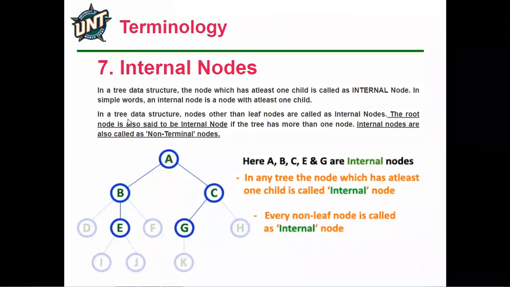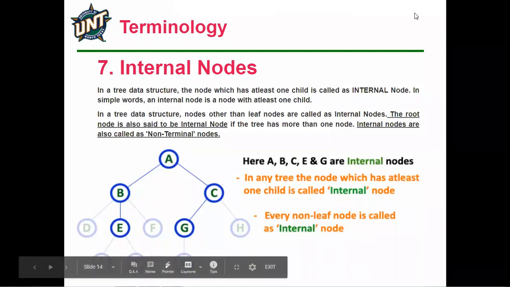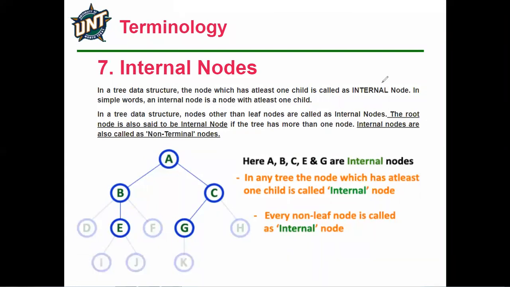So the next point is internal node. In tree data structure, the node which has at least one child is called an internal node. In our diagram, it's easy to understand that a node having at least one child is called what? Internal node. So A, C, G, E are highlighted. They are having at least one child. How many children does A have? Two children.